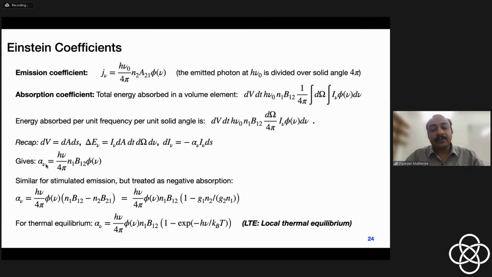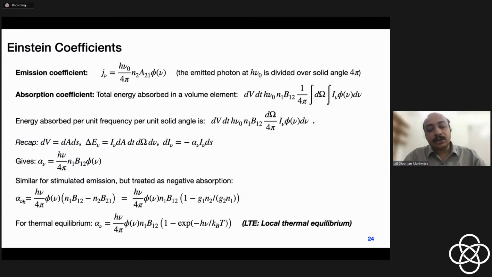Now remember, I had mentioned that stimulated emission is very similar to absorption, but in a negative sense. Instead of taking away intensity, it is adding intensity to the beam. So for stimulated emission, we treat this as a negative absorption, because the flow of logic by which we derived this coefficient will be the same. The stimulated emission is also proportional to the total intensity falling on the atom at a particular energy state. So we treat this as a negative absorption.